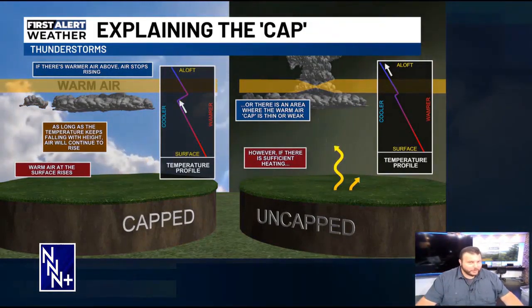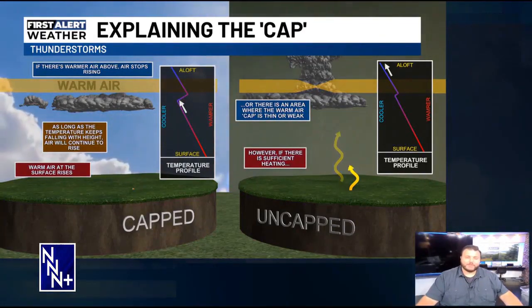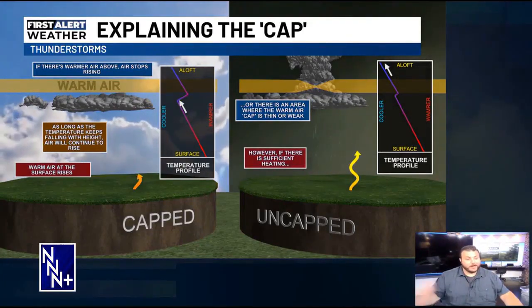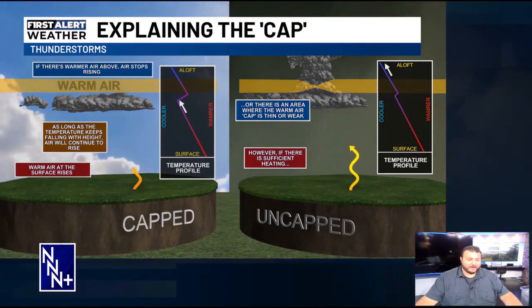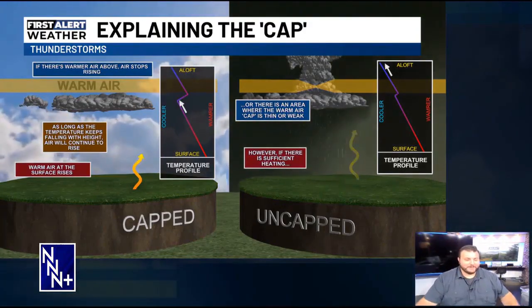So that's a huge challenge for us when it comes to forecasting severe thunderstorms, is whether we can break that cap, whether the cap's going to be too strong to where we're not going to be able to break it. And so it's definitely something that throws a wrench into our forecast quite a bit into the summer.